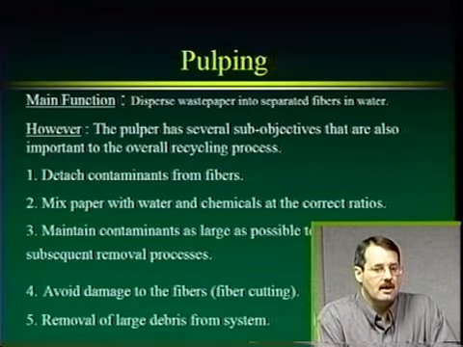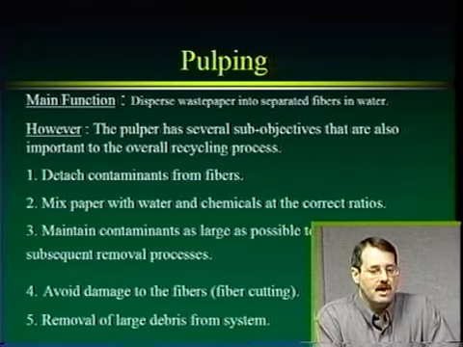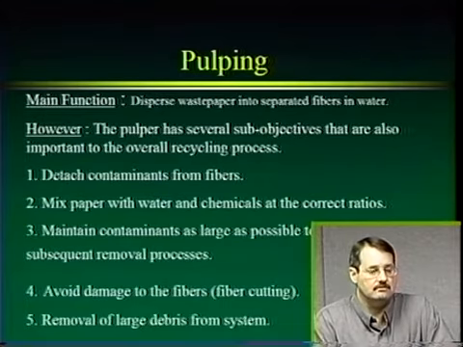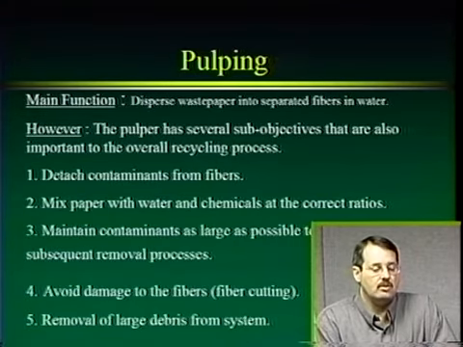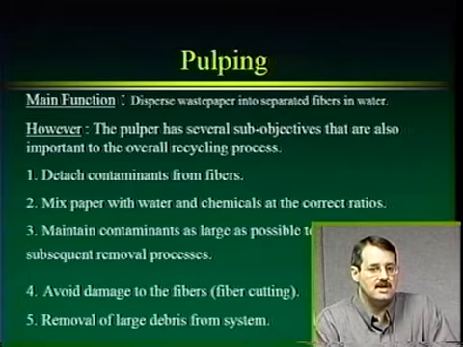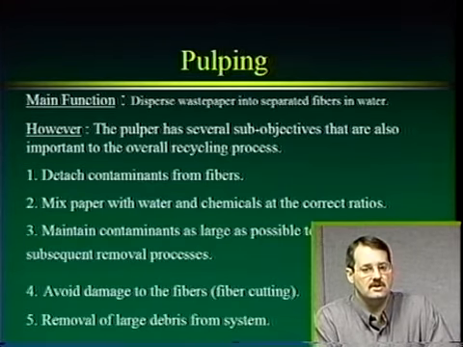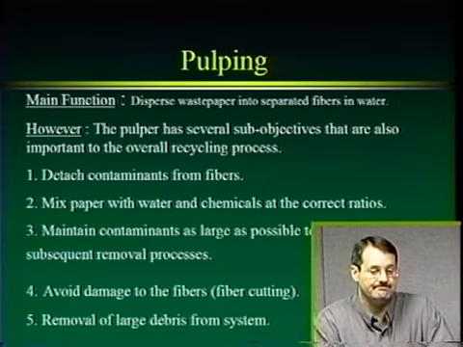The fifth item is removal of large debris from the system. Many pulpers are equipped with some type of large debris removal equipment so that we don't plug up pipes and pumps and downstream operations. So removal of large debris is a very important part of pulping.